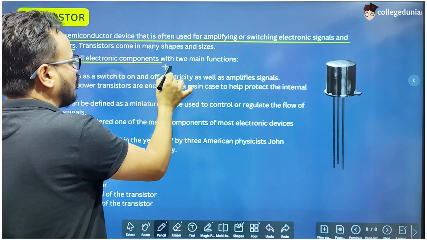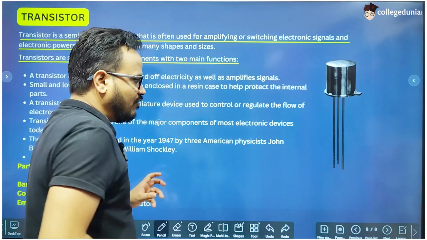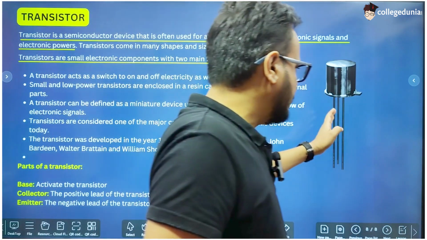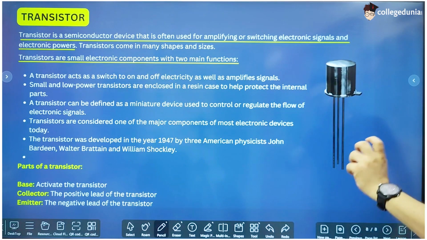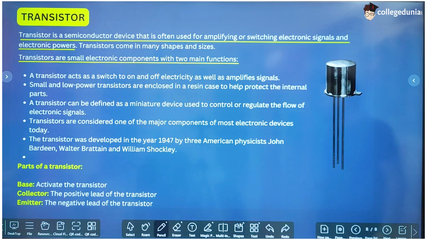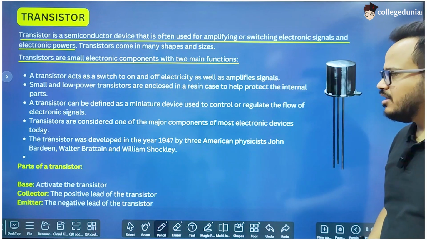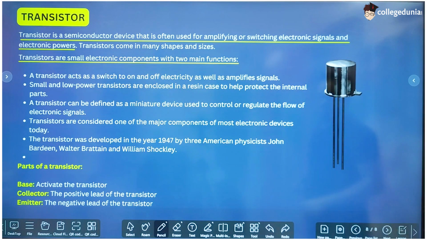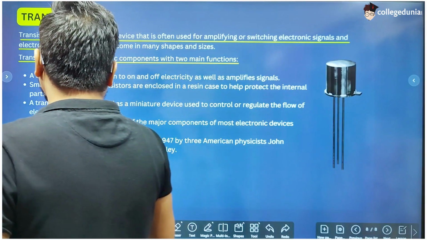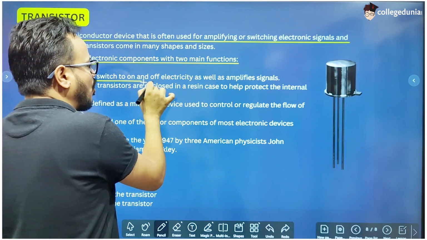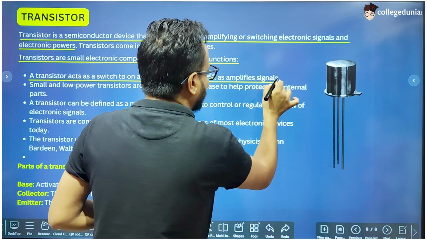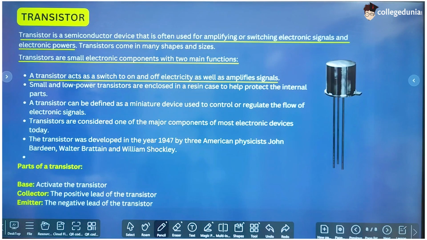Transistors are small electronic components with two main functions. We have all seen such a device in the green colored chip which is present in all these digital devices or our gadgets. This is a transistor. It has three wires coming out of it. What is the function of these three wires? We will discuss. A transistor acts as a switch to turn electricity on and off, as well as amplify signals.